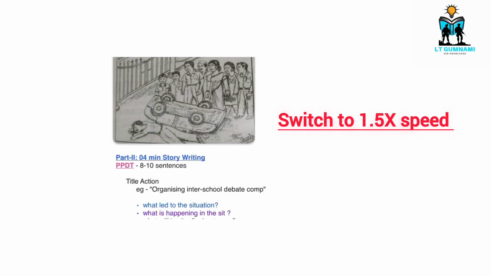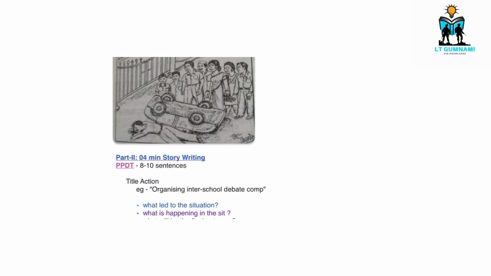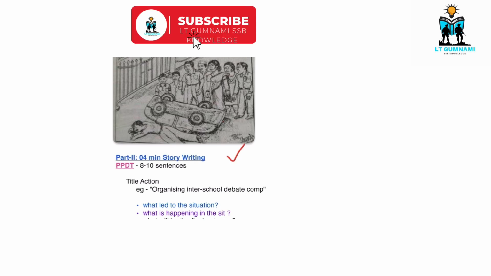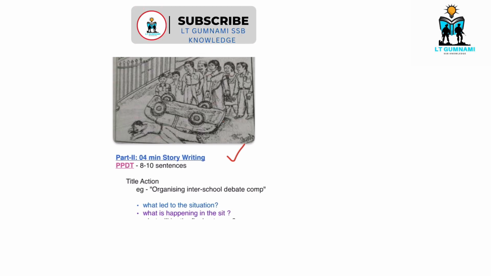Hello, aspirant. Welcome to part 2 of how to write a story in your TAT/PPDT exam in SSB. In part 1, we discussed how to observe a picture and find the theme, hint, or oblique stimulus of that story from the picture. If you are able to find the hint, then in part 2 you will get 4 minutes to write down the story.